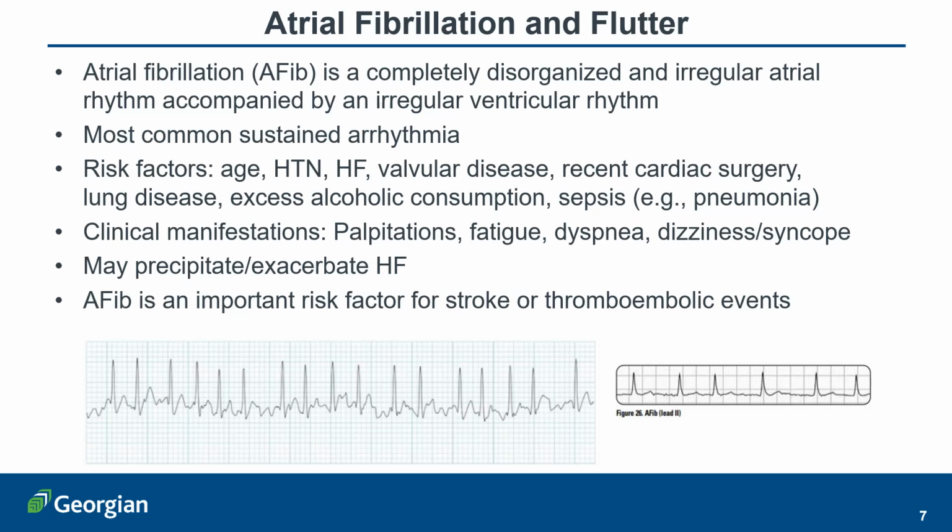The clinical manifestations of atrial fibrillation are palpitations, fatigue, dyspnea, dizziness, or syncope. If you look at the ECG rhythm strip shown at the bottom over here, you will see that in atrial fibrillation, you have multiple P waves, hundreds of P waves that make the baseline look very irregular.